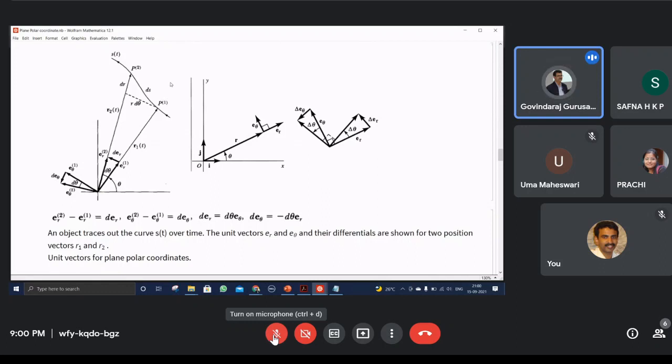See, this is the path vector now. Okay, you are moving from here to here. So when you analyze this also, you will get similar relations. Okay, similar results will be possible.